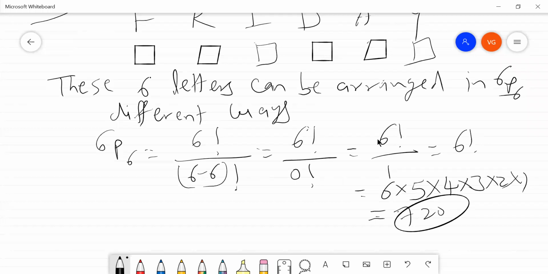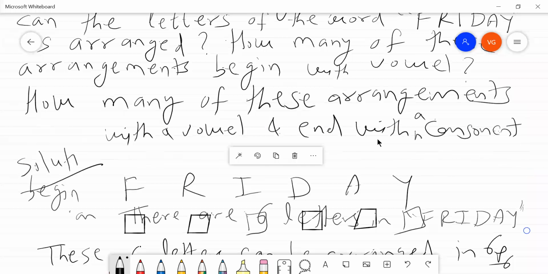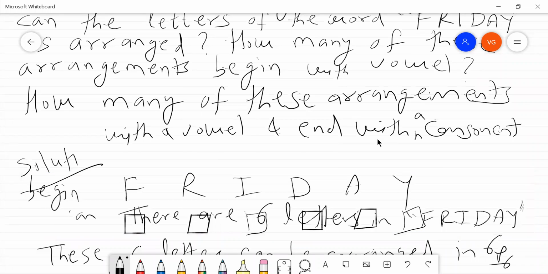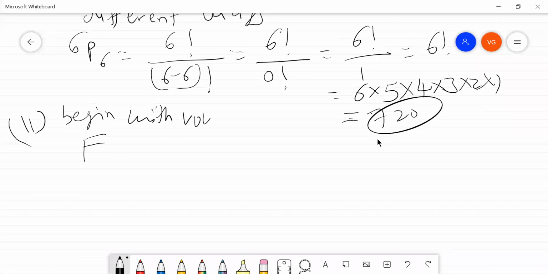Look at the second question. What does it say? How many of these arrangements begin with a vowel? The first one we have done: in how many ways you can arrange the letters of the word. Then the second one is how many of these arrangements begin with a vowel. Now you must know what a vowel is.